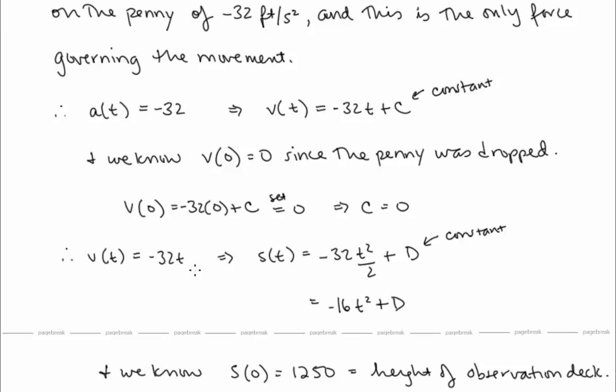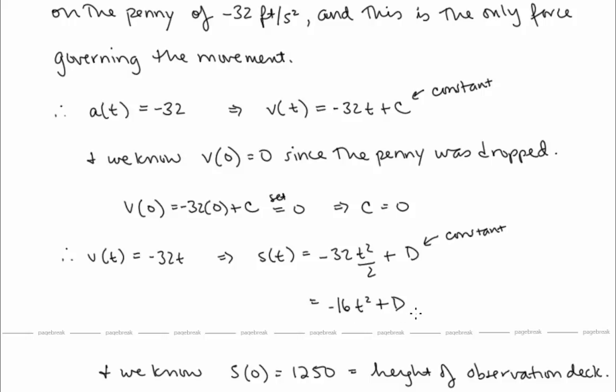Well, once we know that, we can write down a form for our distance function, the height of the penny above ground at any time, by taking the antiderivative here. So we're going to have negative 32 times t squared over 2 plus another constant. This simplifies to negative 16 t squared plus a constant.